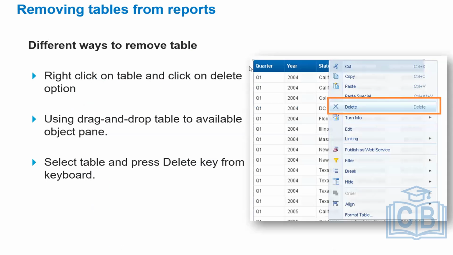There are different ways to remove the table. We can just right click on the table and click on delete. Or we can drag and drop the table from the report space to the left side available objects pane. Or we can select the table and press the delete key on the keyboard. So it will also work to delete the table.